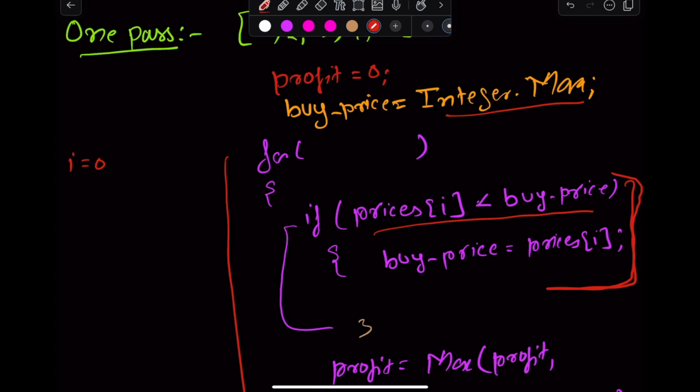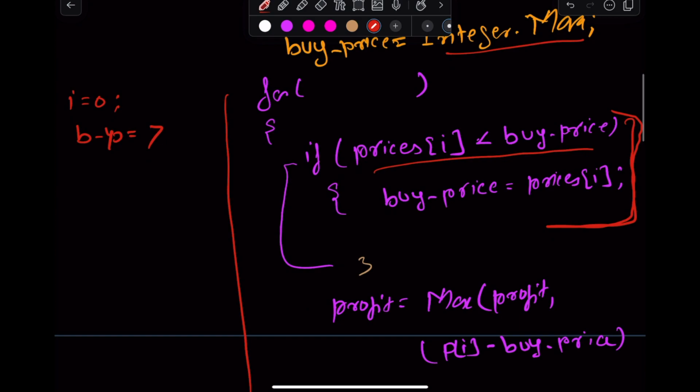In that case, when i equals 0, buy price is 7, and then you will calculate the profit. The max of profit, where the initial value for profit is 0, and we calculate the current difference: prices at i minus buy price. Prices at i and buy price are both 7, so profit will be 0 at i equal to 0.